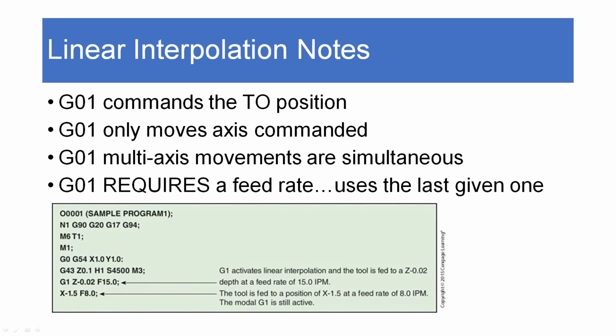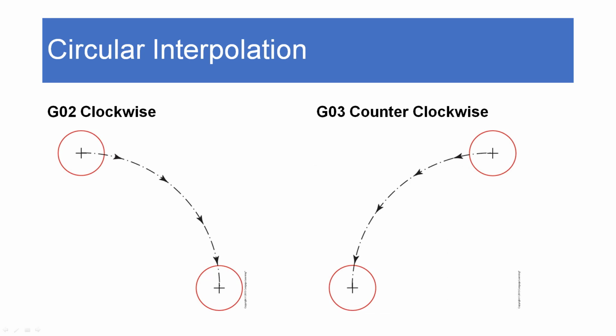Well, how do we move in a circle? And the answer to that is G02 for a clockwise arc, G03 for a counterclockwise arc. Now, very much similar to the G01, we give it a command where it's going to move to, but I need to give it a little more information.